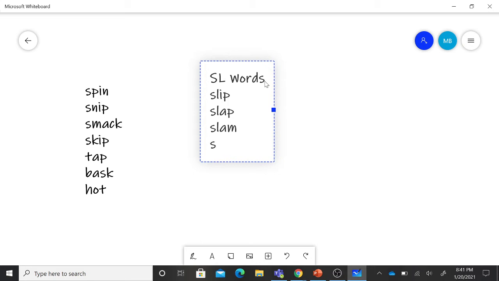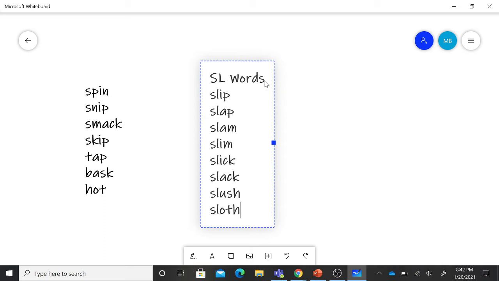I want you guys to try this one. Sl-i-m. Slim. Try this one. Sl-i-k. Slick. And this one. Sl-ack. Slack. Slush. I like to drink a slushy. Sloth.